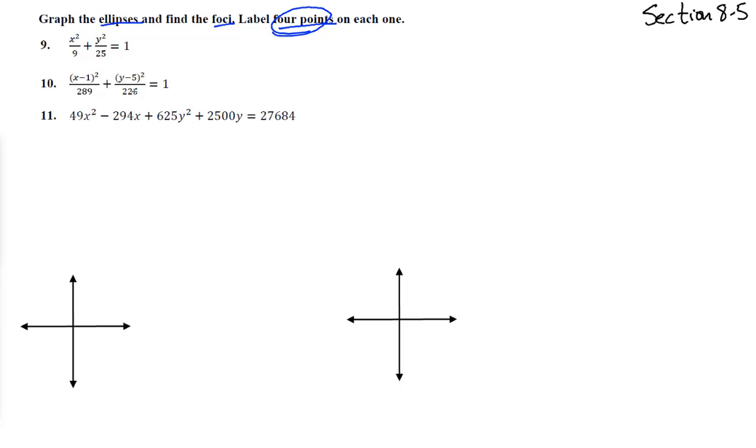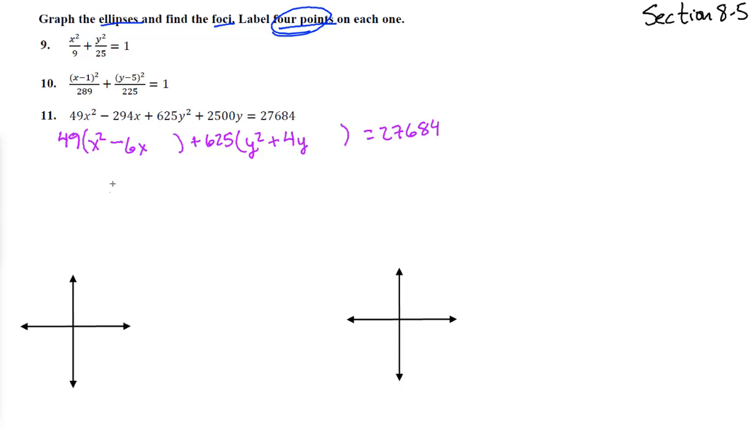All right, we have a problem. This is not in the perfect form, so we've got to get it in the perfect form, and hopefully we made a problem that will come out nice. So factor out a 49 here, and we get x squared minus, now when you take a 49 out of 294, you get 6x. Leave a space to complete the square. Plus 625 y squared plus, take 625 out of 2,500 and you're left with a 4. Leave a space, equals 27,684. Oh my word. That's a big number.